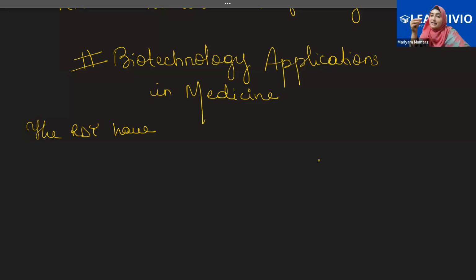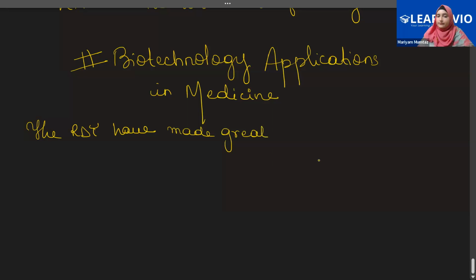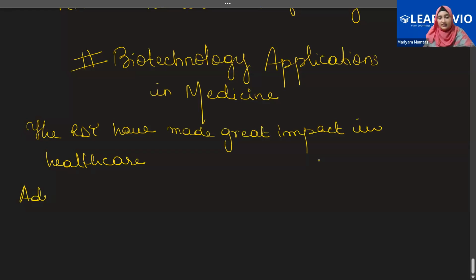Apart from that, since it directly affects the particular pathogen or the gene, it has the great advantage of having very less side effects. It's safe to use also, right? Because downstreaming processes are also done. So the recombinant DNA technology has made a great impact in healthcare. Now talking about what are the advantages that it has in the field of this particular medicine or healthcare.